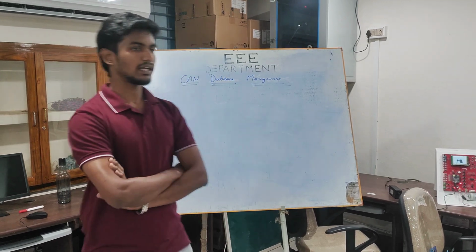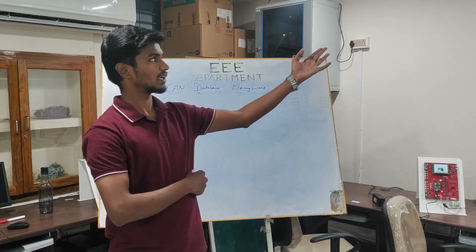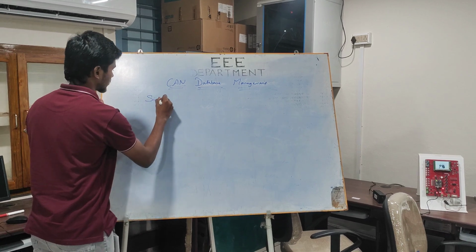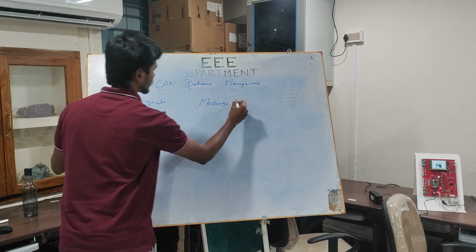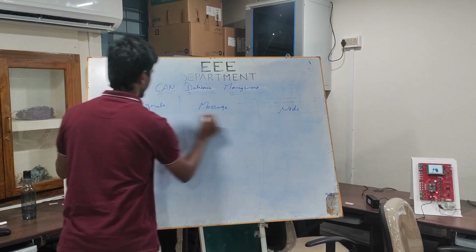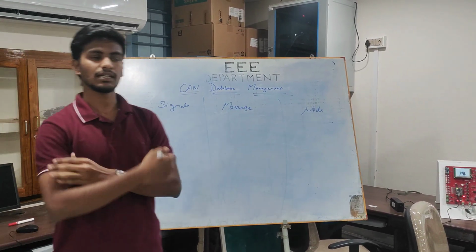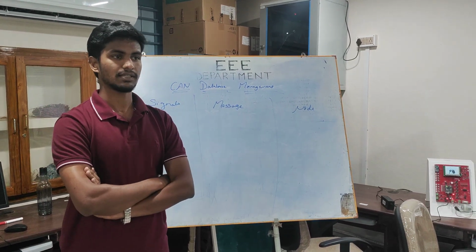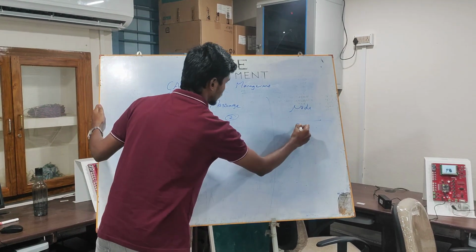So here we are going to create the CAN database management. In our CAN database management, we need signal, message, and network nodes, correct? We need three parts: signals, message, and then node. A message consists of signals, and the ECU consists of messages. So it is like the order 1, 2, 3.